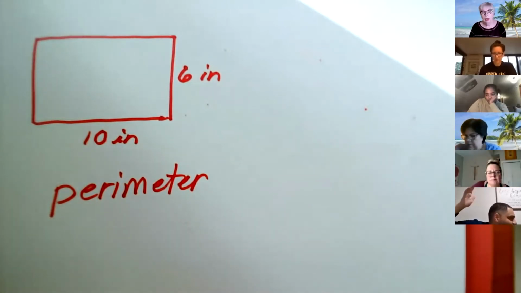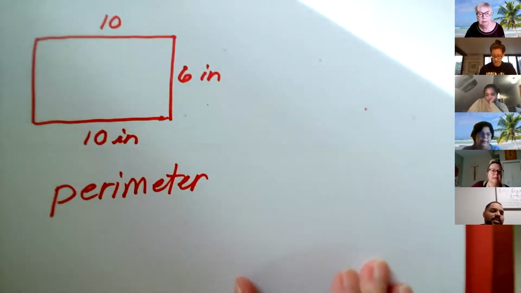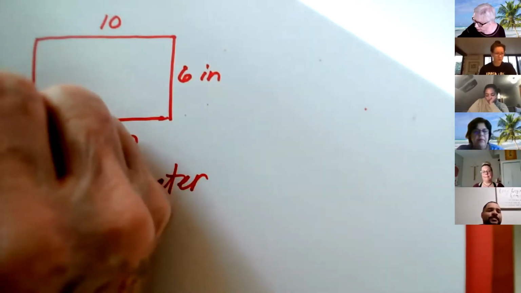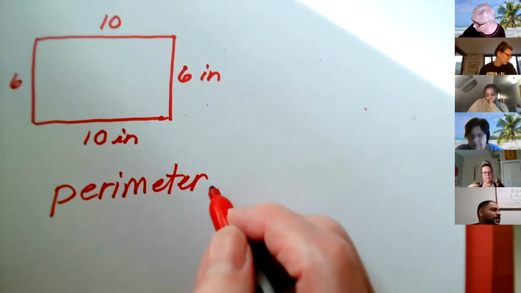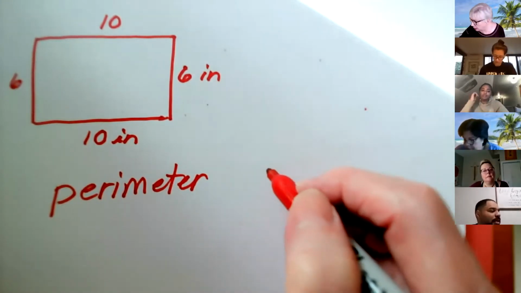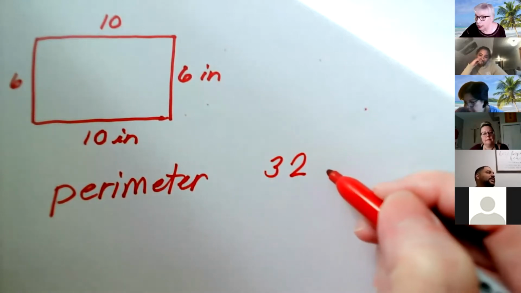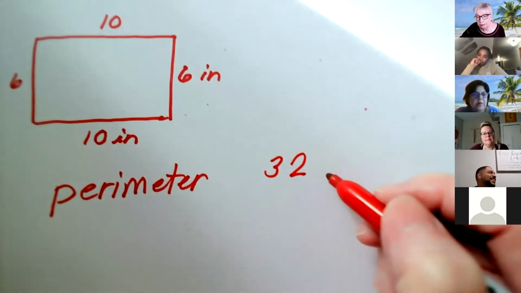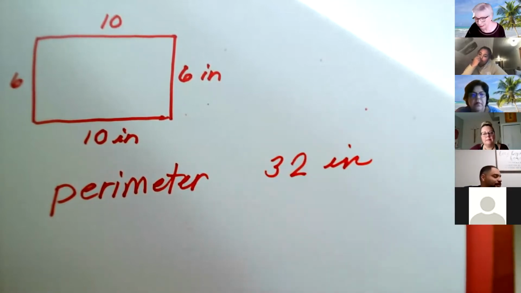32. Let's see, we would have 10 here and 10 here, and 6 and 6. So we would actually have 2 of the 10s and 2 of the 6s. That would be 32. Square? Is it square for perimeter? No, area is squared.